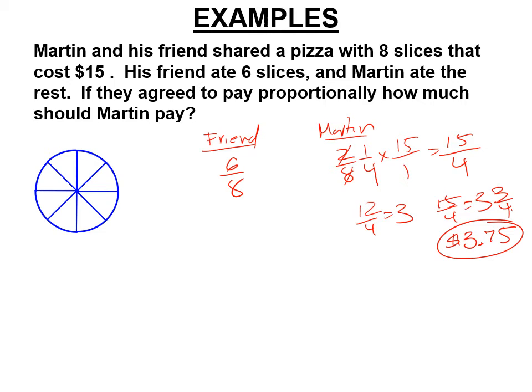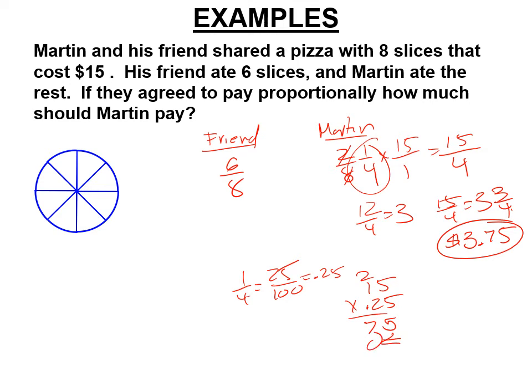If you want to do the decimals, I wanted you to memorize that 1/4 is 25 hundredths, 0.25. So you do 15 times 0.25. We should get the same answer. Step over. And we do. Move the decimal twice, $3.75 is what Martin should pay because he ate 1/4, 2 out of 8 slices. The friend should pay the rest of the $15.